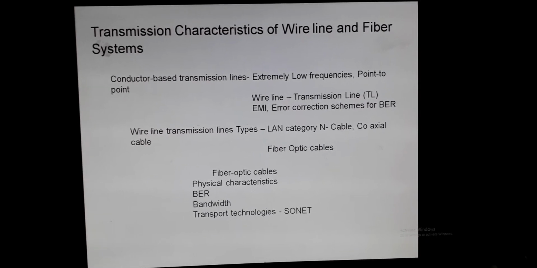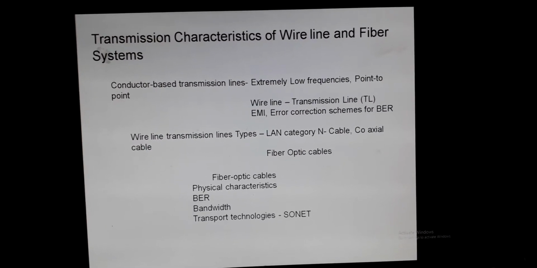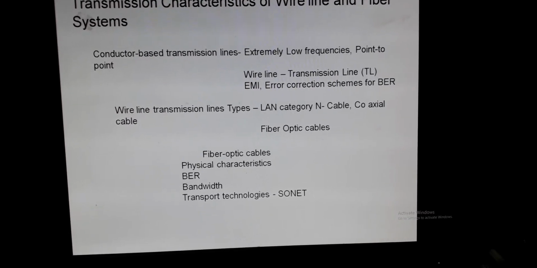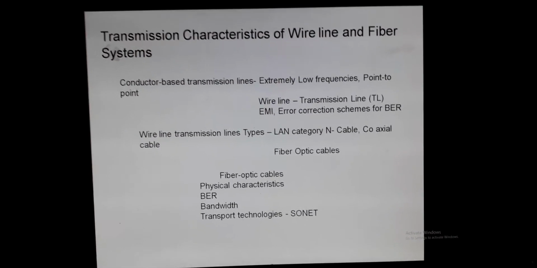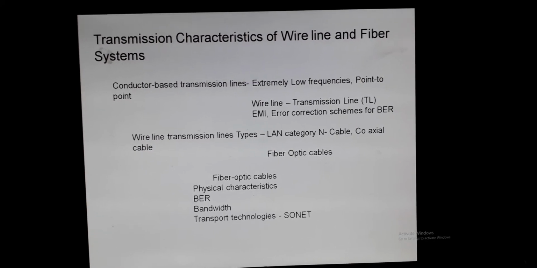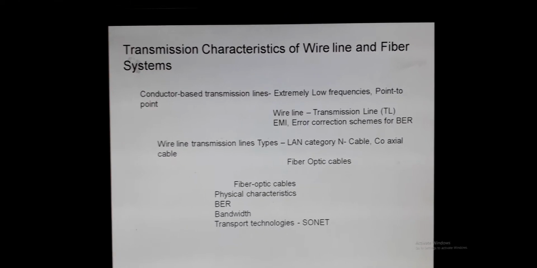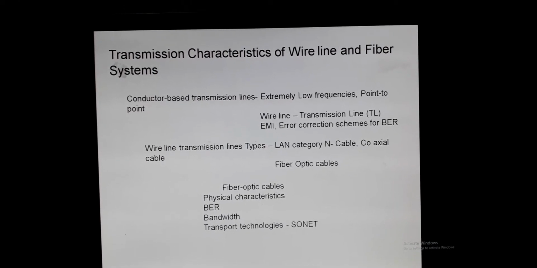Briefly, we introduce transmission characteristics of wired or lined communication or fiber systems. You are already aware of these things: wired line, transmission lines, and fiber optics. Important characteristics of fiber optics: bit error rate, bandwidth, SONET, STS technologies.